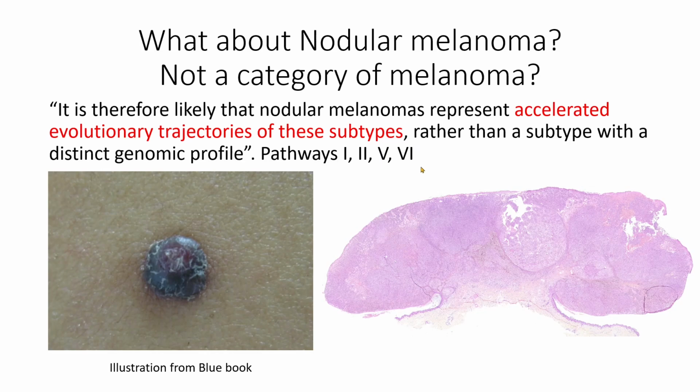So what about nodular melanoma? It's not a category of melanoma because I've shown you it's not present. It's not because there is a nodule that we have to call things a nodular melanoma. And in the WHO book, here is the description. It is likely that nodular melanomas are accelerated evolutionary trajectories of different subtypes rather than a subtype per se with a distinct genomic profile. And mainly the pathways are going to be pathway 1, 2, 5, and 6.